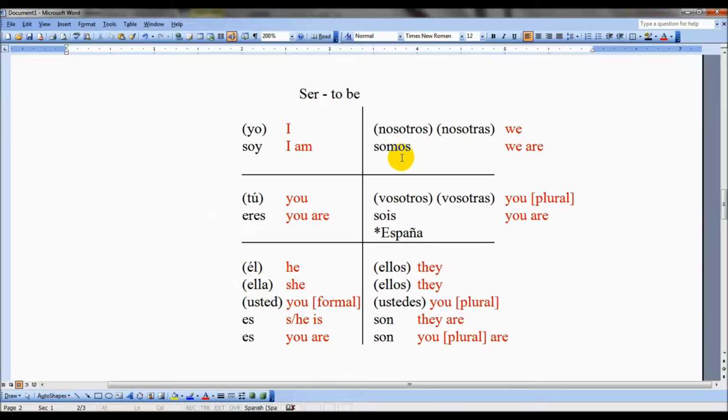Nosotros or nosotras somos for we are. Vosotros, vosotras sois. Ellos and ellas, there's my typo again, let's fix that, for they are, and ustedes son for you are, plural.